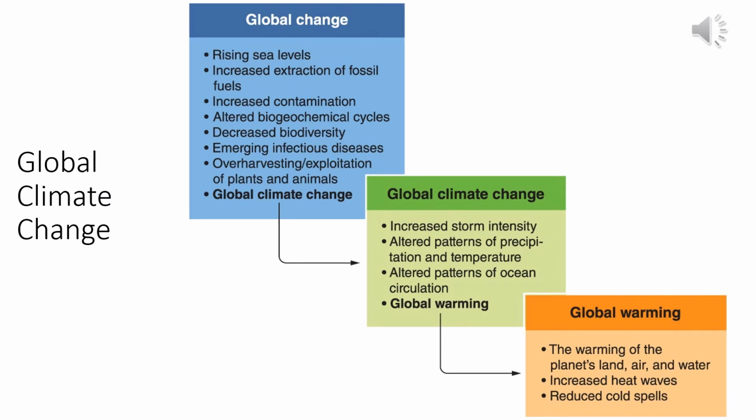Now that you understand how the atmosphere works, let's talk about global climate change. When we talk about global climate change, we are talking about changes in patterns of temperature and precipitation over long periods of time.